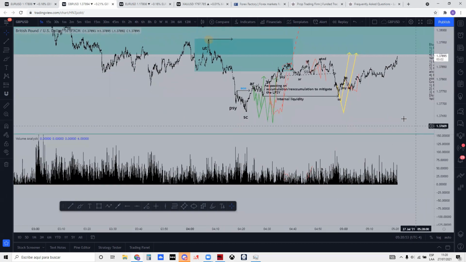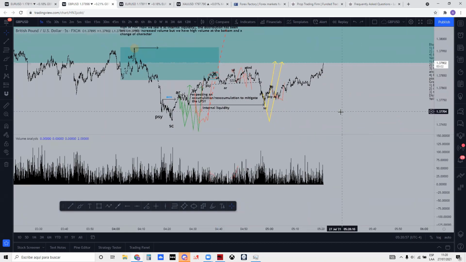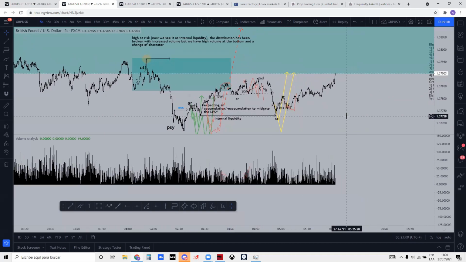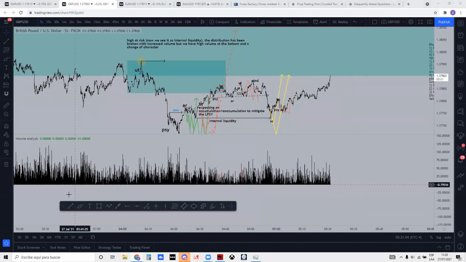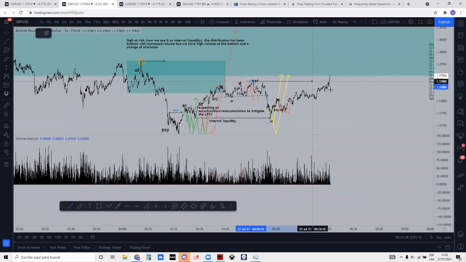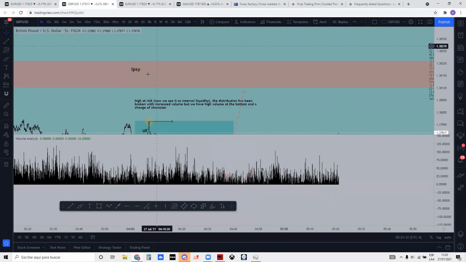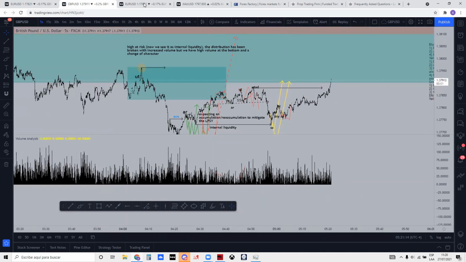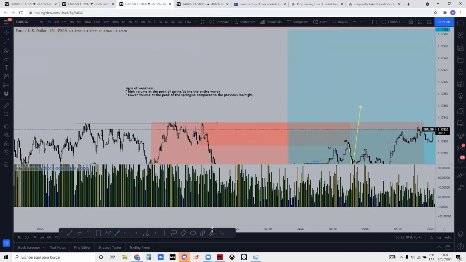Anyways, GU working like clockwork. Now that we have just broken this level, this is the completed accumulation. Price is going to shoot up into the last point of supply here, very soon. And USD might follow as well. Yes.